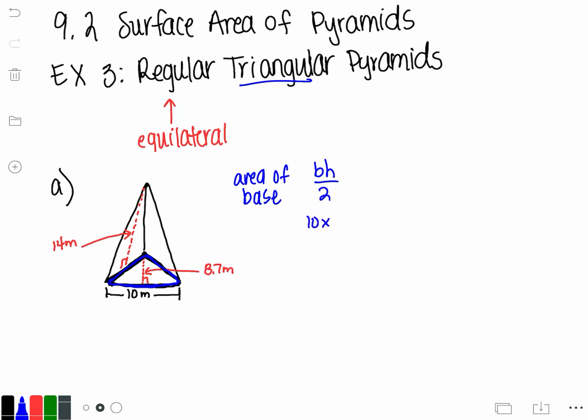So we've got 10 times 8.7 divided by 2. 10 times 8.7 would be 87. And then 87 divided by 2 is 43.5. So this is just the area of your base.